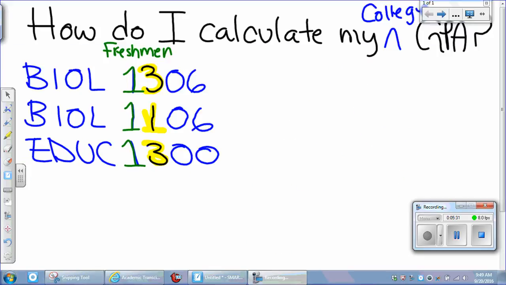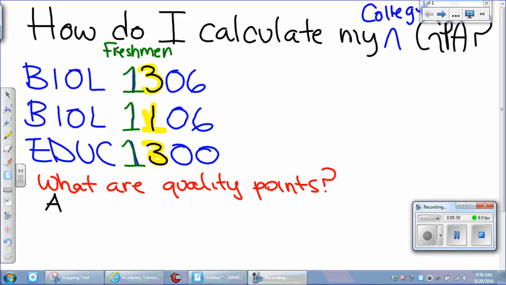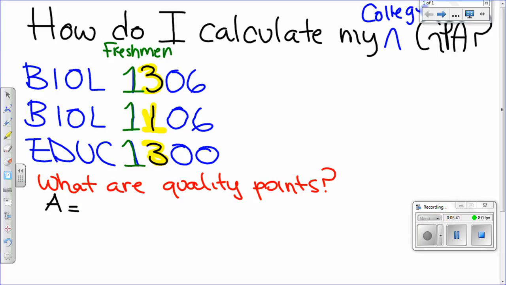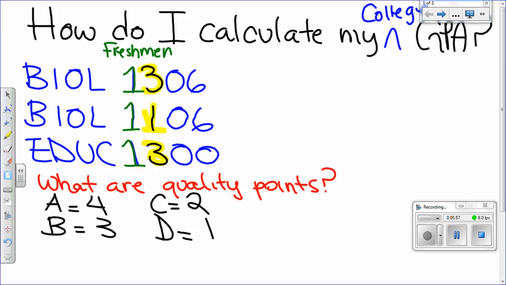Now we're going to talk about quality points, how quality points are related to your grade. Quality points are distributed as follows. For an A, you will receive 4 quality points. For a B, you will receive 3 quality points. For a C, you will receive 2 quality points. For a D, you will receive 1 quality point. And for an F, you will receive 0 quality points.